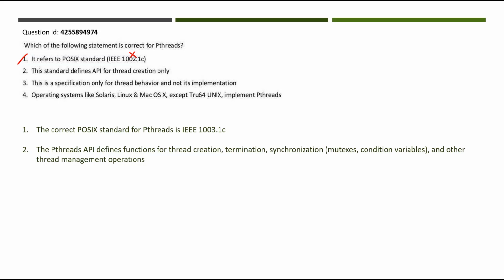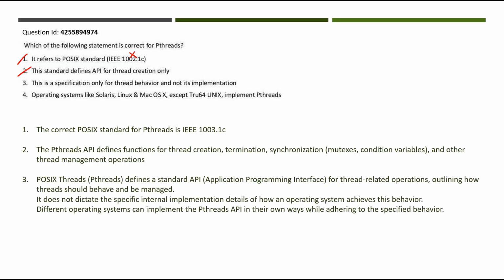It is not defined only for thread creation. So 2 is also ruled out. Let's take the third statement. This is a specification only for thread behavior and not its implementation. Pthreads defines a standard API for thread related operations, outlining how threads should behave and be managed. It does not dictate the specific internal implementation details of how an operating system achieves this behavior. Different operating systems can implement the Pthreads API in their own ways while adhering to the specified behavior. So, the third statement is perfectly correct.